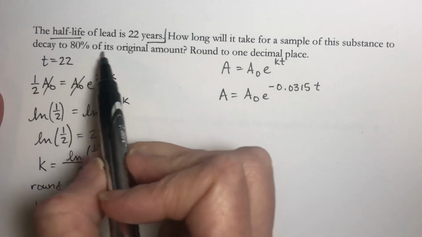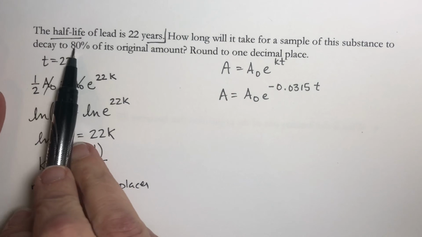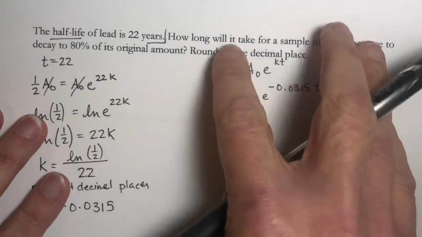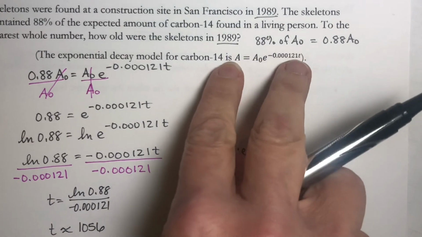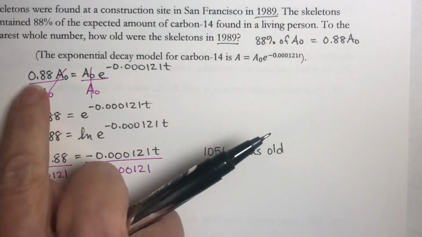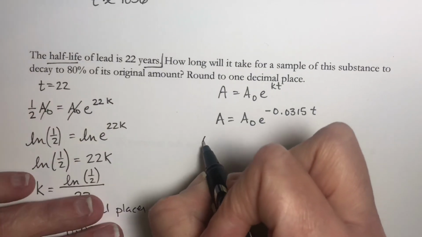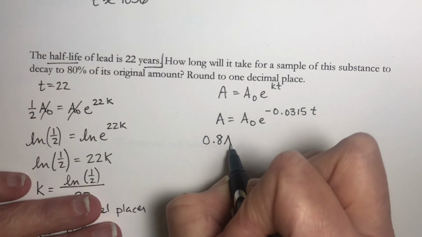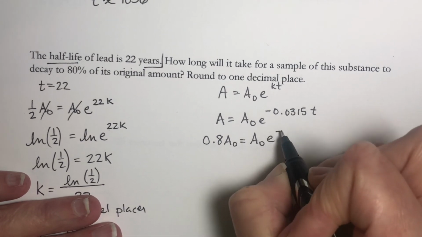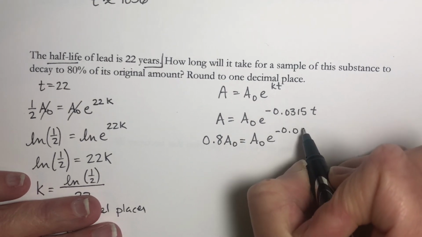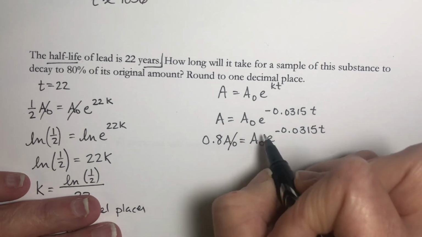Now we want to use the rest of this. How long will it take for a sample of this substance to decay to 80% of its original amount? Now from here, it's basically the same as this problem. We found our formula to use, and right here it was 88%. Here it's going to be 80%. So this is 0.8 times A naught is equal to A naught e to the negative 0.0315t. Our A naughts cancel.